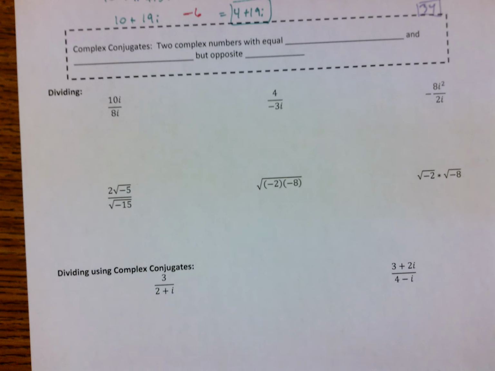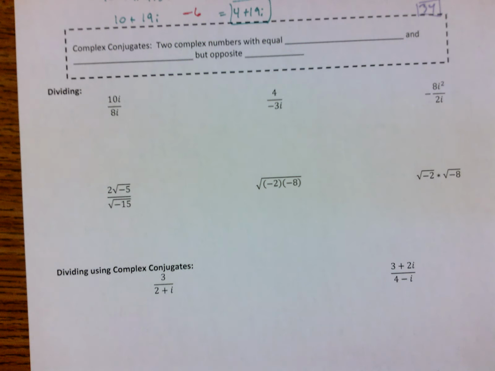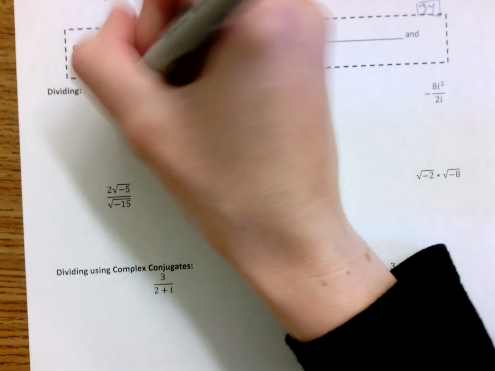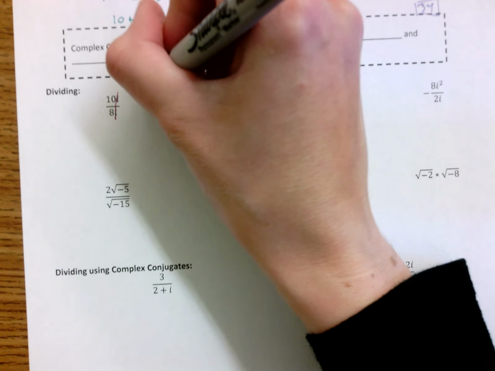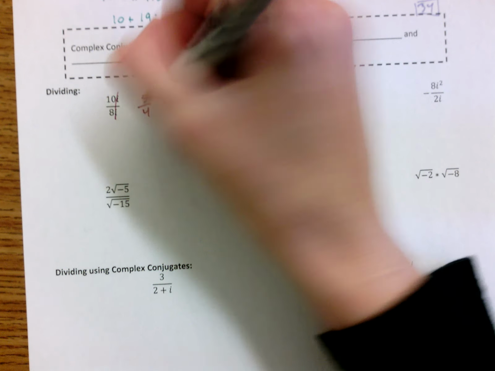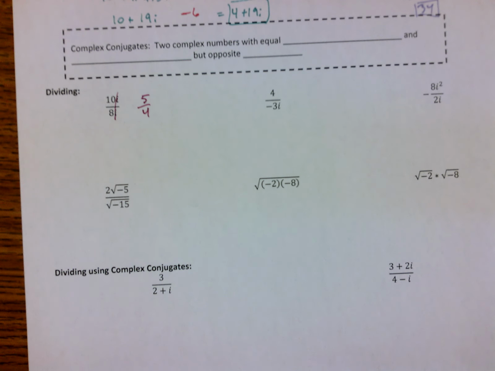So dividing. Dividing, not too bad. This is a lot like simplifying with radicals. Okay, so it's a lot like simplifying when you have radicals in your equation. So this first guy here, what I'm going to do is you can just simplify this. This i and that i will cancel each other out. They're common factors, right? And then 10 divided by 8, that simplifies to 5/4. Done. All right, so that was easy enough.